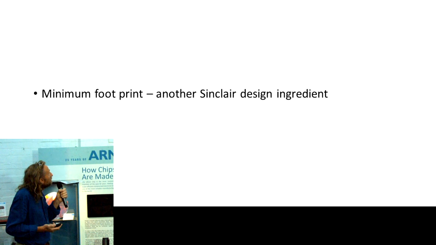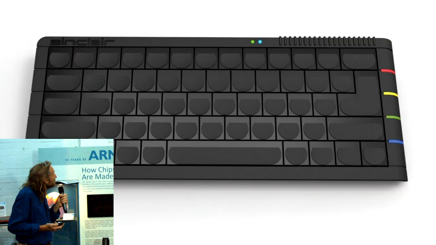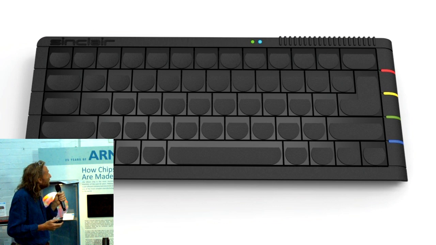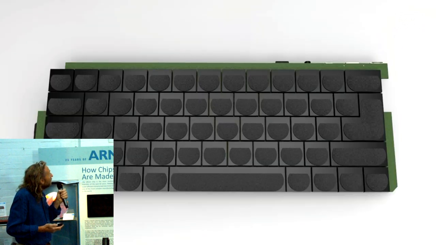Right, that was the other one, minimum footprint. Another crucial Sinclair ingredient. So footprint, you know what I mean by that. How do I make it as small as possible in the X and Y dimensions? So, okay, this is the keyboard. Remember, it all goes back to the keyboard, the original keyboard design, that's sacrosanct. And we put the minimum amount of material, mechanically speaking, that we can around the product on all four sides. Right, well, you can see, now I've got to think about the PCB.